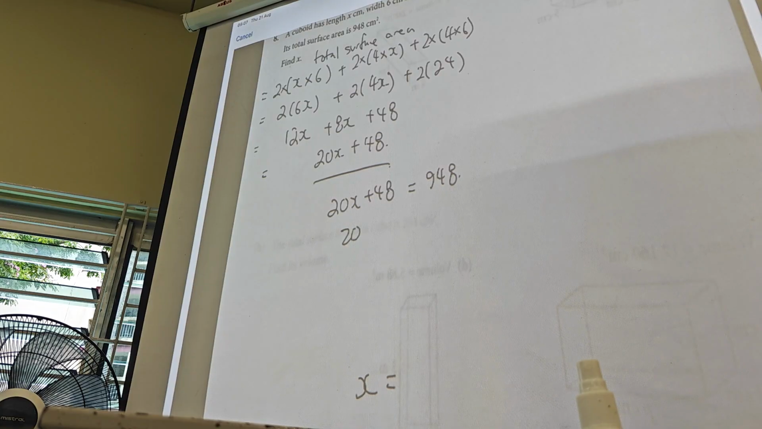20 times x, keep with x first. So minus 48 on both sides. 48 minus 48 becomes 0. Then the right hand side I also must minus 48. So if 20x is 900, I want 1x, I don't want 20x, I need to divide both sides by 20.